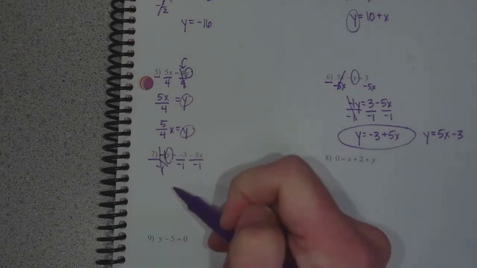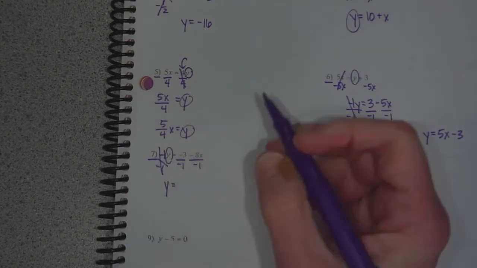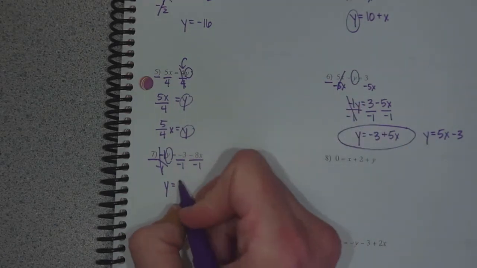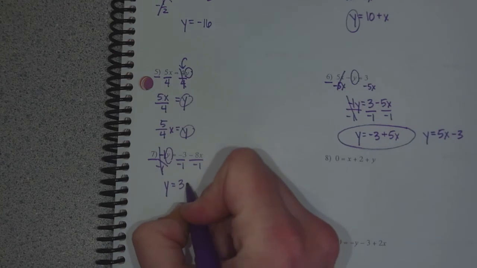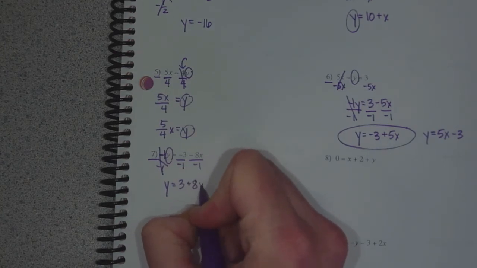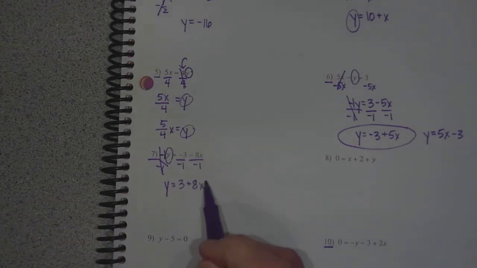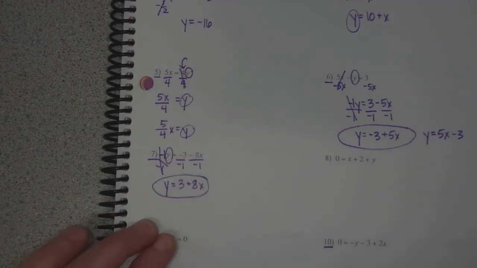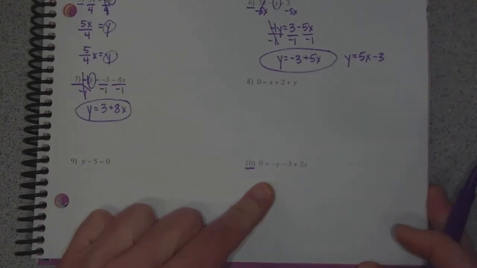Okay, so these negative 1s cancel out, leaving you just the y, which is great. That's what you want. And then negative 3 divided by negative 1 is positive 3. And negative 8 divided by negative 1 is positive 8. And then there you go. The y is by itself. You have your answer. Okay, like I said, I want to do number 10 as well, and then we'll be done.